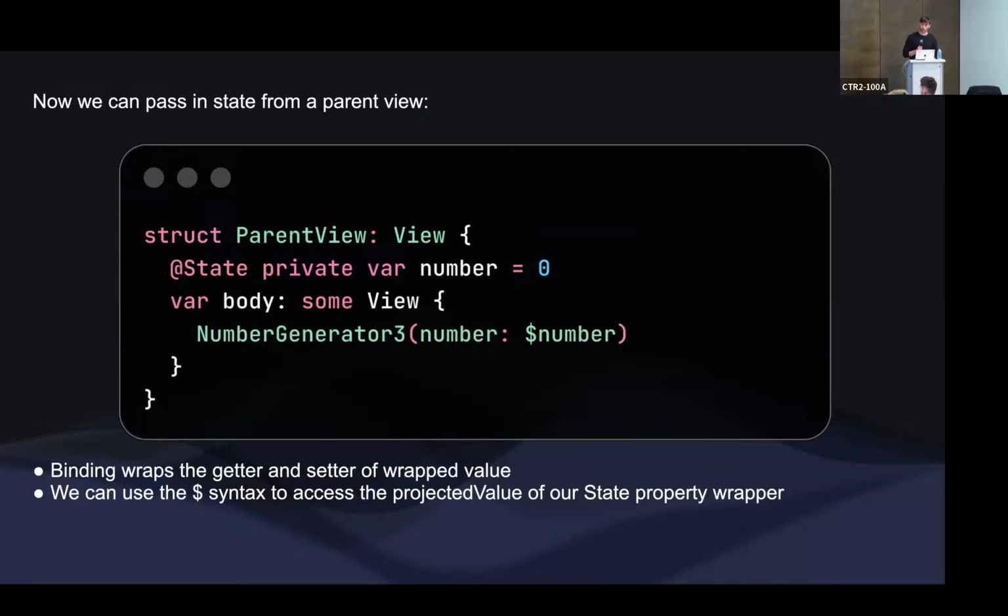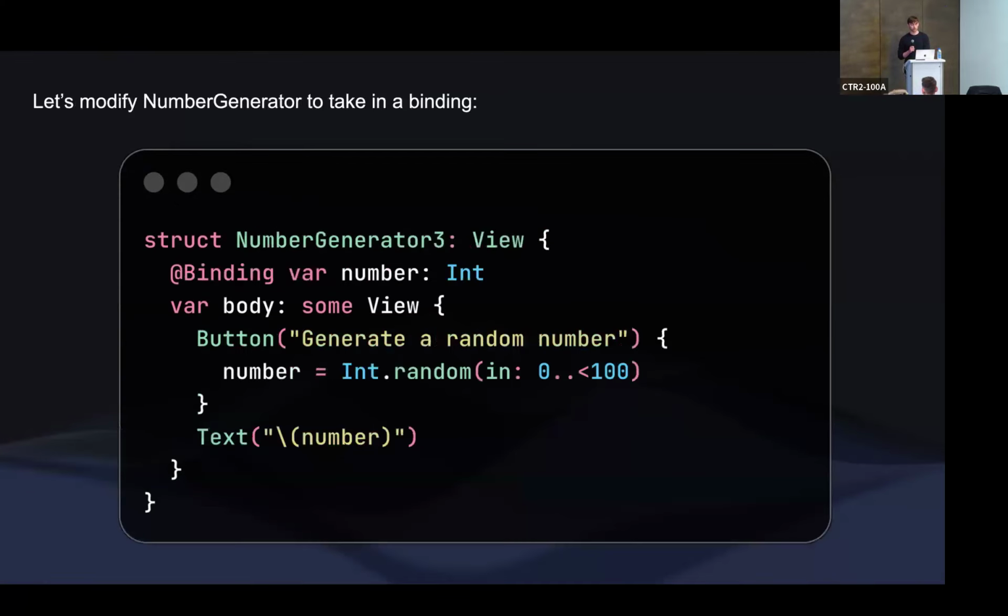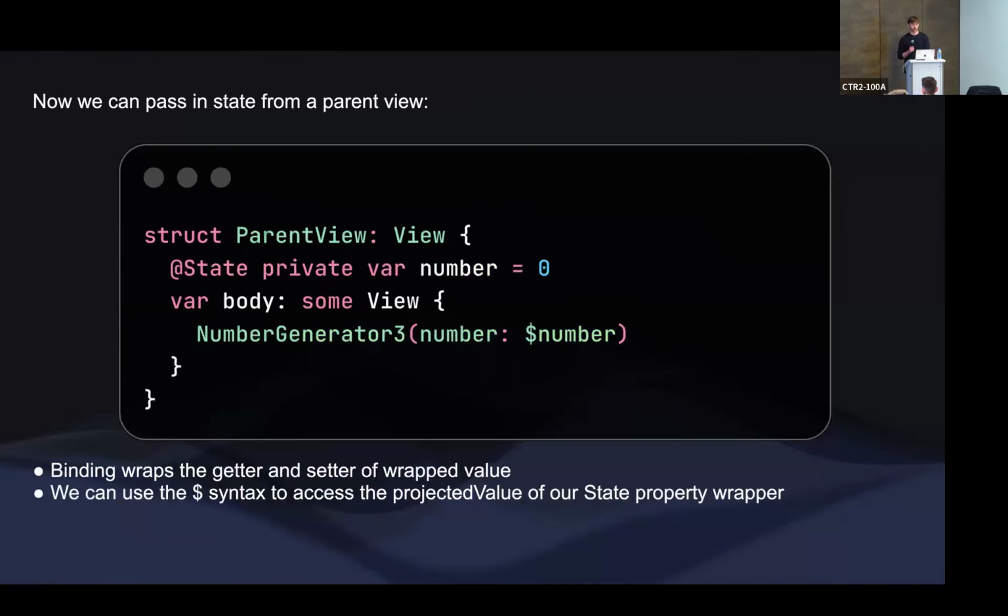And you can see here we're using this $ syntax. So the $ syntax allows us to access the projected value of state. And so this projected value is going to be a binding. So we're passing in a binding to our child view, which is this number generator 3 struct right here.